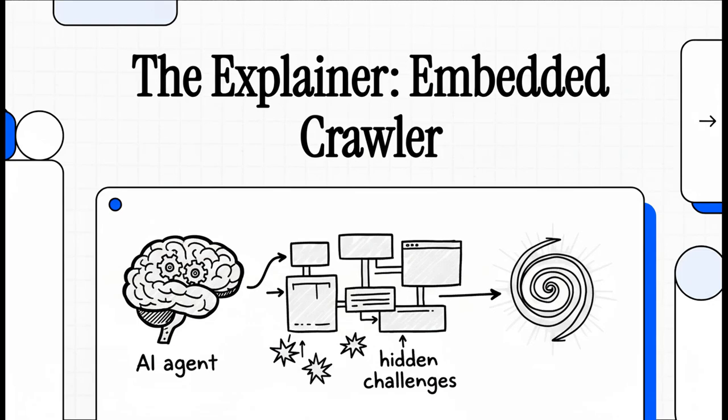Have you ever stopped to think about how an AI agent actually browses the web? It's not as simple as just clicking links like we do. It has to understand the structure of a site. And believe me, that process is full of hidden traps. So today, we're going to pull back the curtain on a really clever solution designed to solve exactly that.